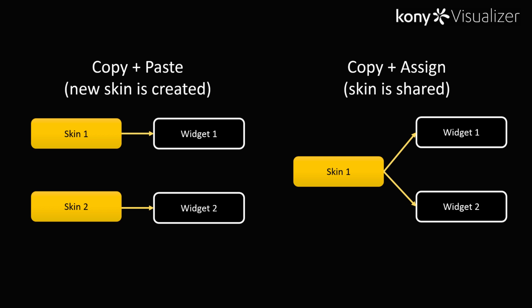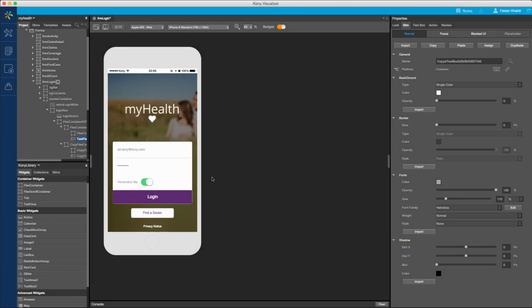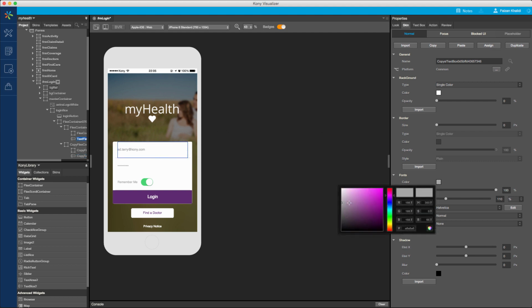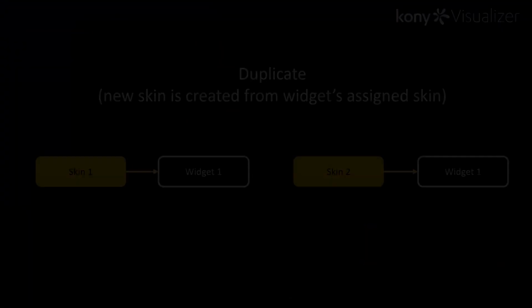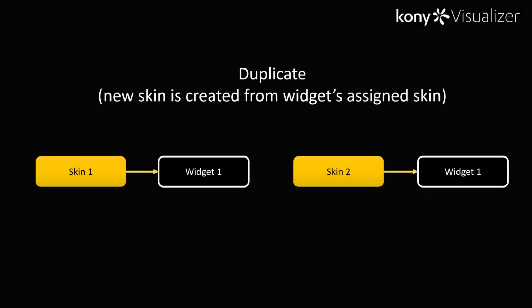When a skin is copied and assigned to another widget, the same skin is assigned or shared between the two widgets. Let's see how this is managed in Visualizer. On this screen, the first text box has the desired skin I want to use for the password text box. I will copy and then assign the skin to the second text box. Notice, as I change the properties of the first text box, both text boxes are affected since they share the same skin. If at any time you would like to make a unique copy of a skin, select the duplicate option. This will create a copy of the skin and assign it in one click.